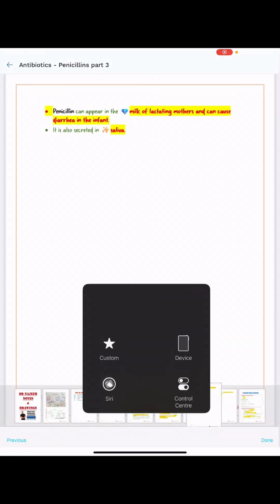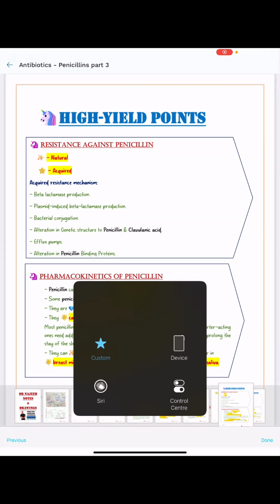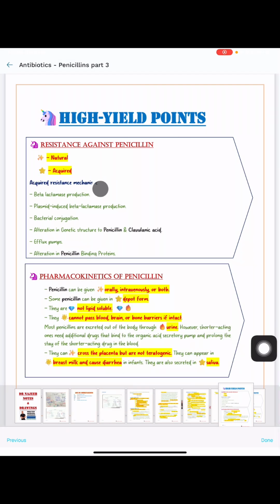Next, penicillin can appear in the milk of a lactating mother and can cause diarrhea in the infant. It is also secreted in saliva. And to revise resistance against penicillin, the natural acquired resistance mechanisms: producing beta-lactamase, which will disrupt the beta-lactam ring. Plasmid-induced beta-lactamase production: the plasmid makes the beta-lactamase, then through bacterial conjugation the plasmid is transferred, and the other bacteria would also get this particular beta-lactamase. And alteration in the genetic structure to penicillin and clavulanic acid.